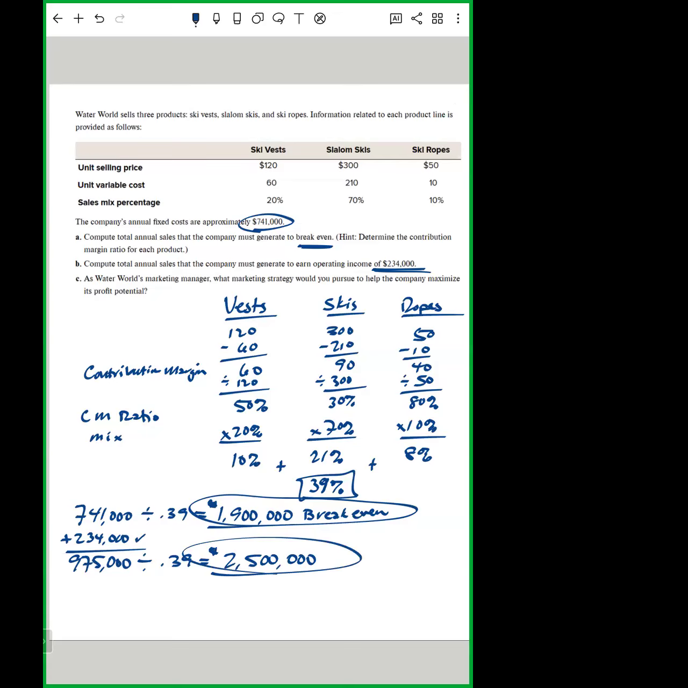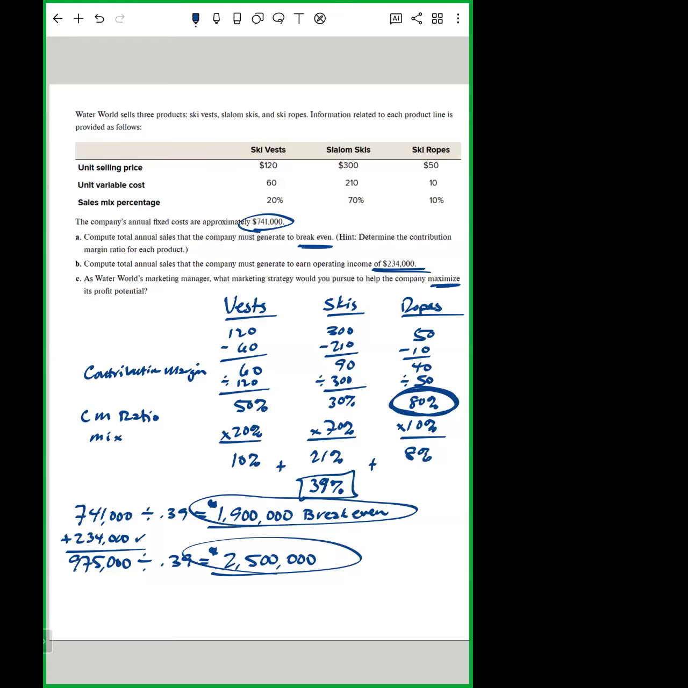So, as Waterworld's marketing manager, what marketing strategy would you pursue to help the company maximize its profit potential? So, the contribution margin is the strongest here in ropes, right? And so, if we can come up with some dynamic ways to promote our ropes, then that could potentially really help drive margin for the business.